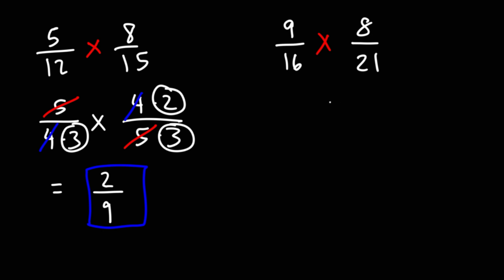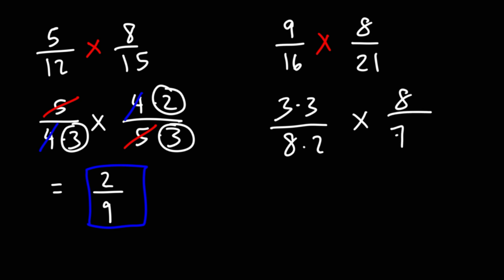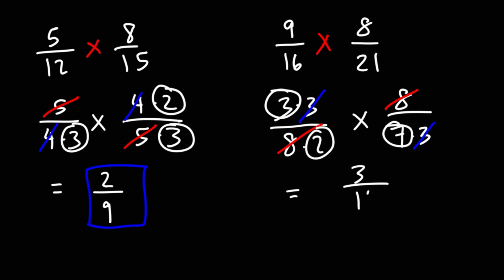For the last example, we could break down 9 into 3 and 3. 16 is 4 times 4. And actually, I'm going to write 16 as 8 times 2. So I won't need to break down the 8. And 21, I'm going to write that as 7 times 3. So we could cancel the 8, and we can cross out a 3. So what we have left over is a 3 on top. On the bottom we have 2 times 7, which is 14. And that's going to be our answer, 3 over 14.